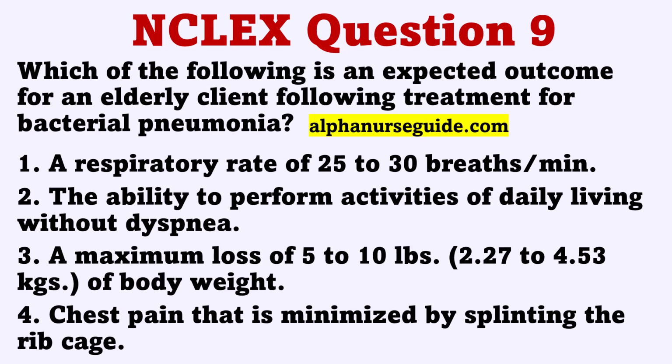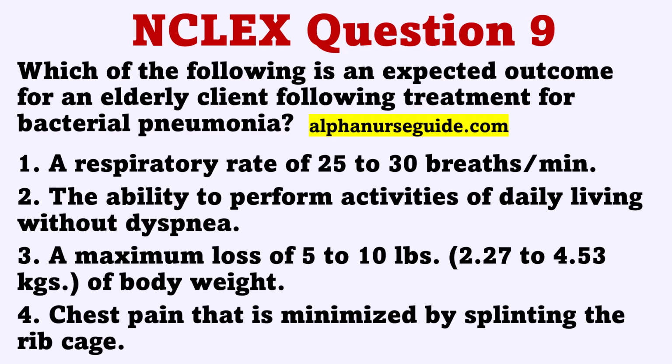Which of the following is an expected outcome for an elderly client following treatment for bacterial pneumonia? 1. A respiratory rate of 25 to 30 breaths per minute. 2. The ability to perform activities of daily living without dyspnea. 3. A maximum loss of 5 to 10 pounds of body weight. 4. Chest pain that is minimized by splinting the rib cage.